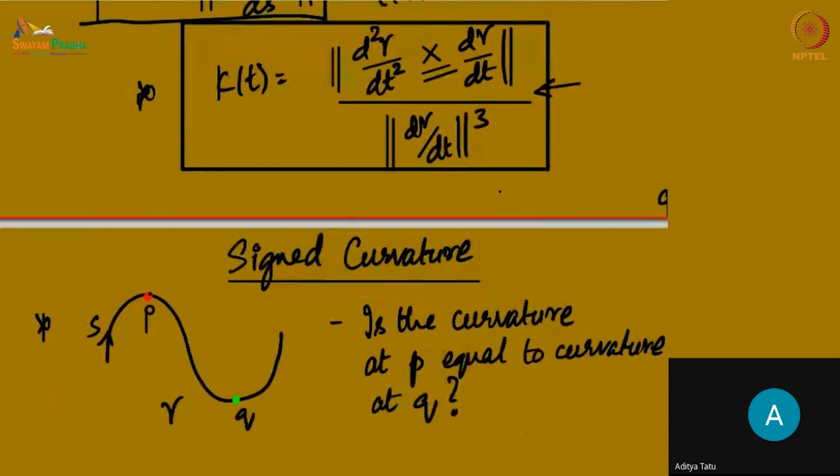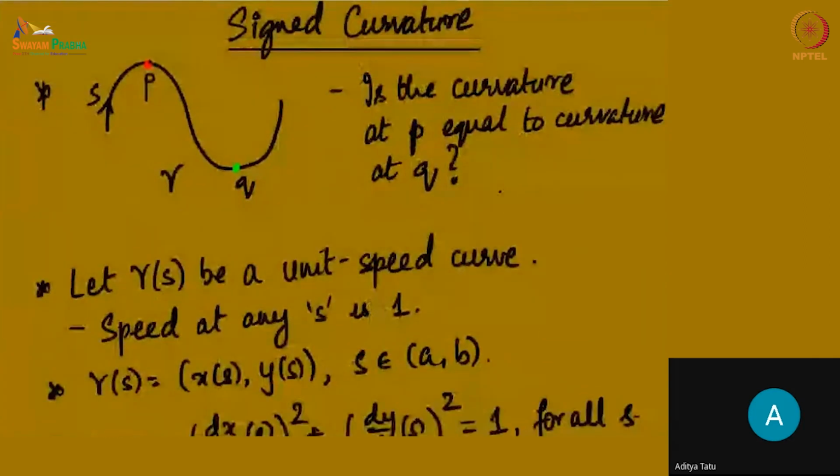Now let's look at this particular curve, right? And I'm assuming that gamma is a unit speed description. Let's look at these 2 points, P and Q on the curve. So is the curvature the same for P and Q?